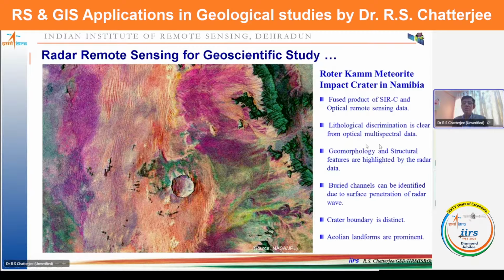And when you merge this radar image with the optical image, you have both. You have the multispectral information, so spectral information of the rocks and minerals, because in the optical region it is sensitive to color and the mineralogical composition. And radar gives you better information about the surface roughness, surface geometry. So geomorphology is highlighted along with the composition, isn't it? You see the buried channel is highlighted. See here there are some landforms. This is the longitudinal dunes. These longitudinal dunes are very much highlighted here because the radar image is merged with the optical multispectral image.